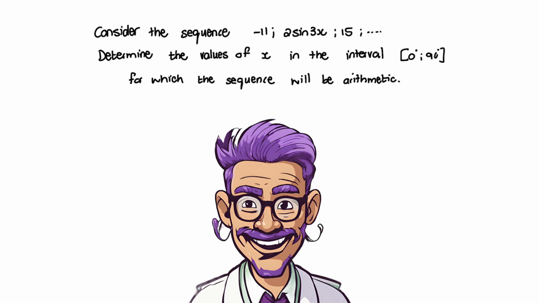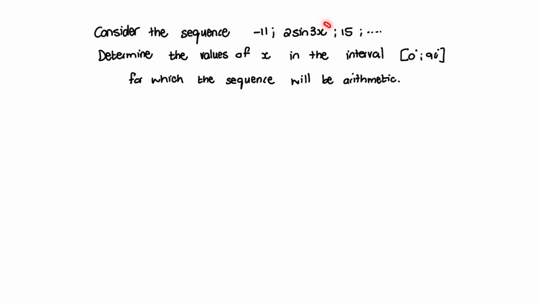Welcome to MatheNatic. In this video, we'll focus on a question for paper 1 that has paper 2 concepts in it. The question says, consider the sequence of negative 11, 2 sine 3x, 15, and then that pattern continues. It says, determine the values of x in the interval of 0 to 90 degrees.